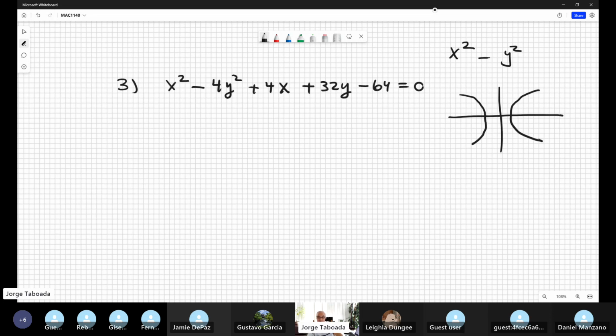Because the transversal axis is parallel or lies on the x-axis. The reason is because the positive part is associated with x. So the transversal axis will be parallel or coincident with the x-axis. It's the positive part.